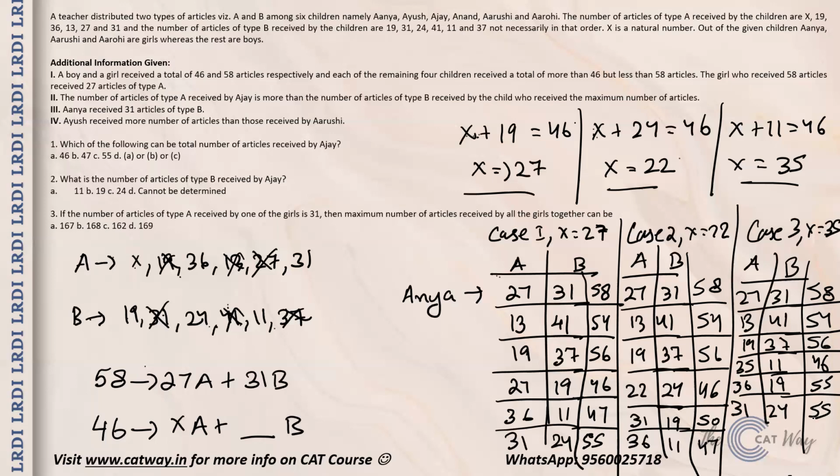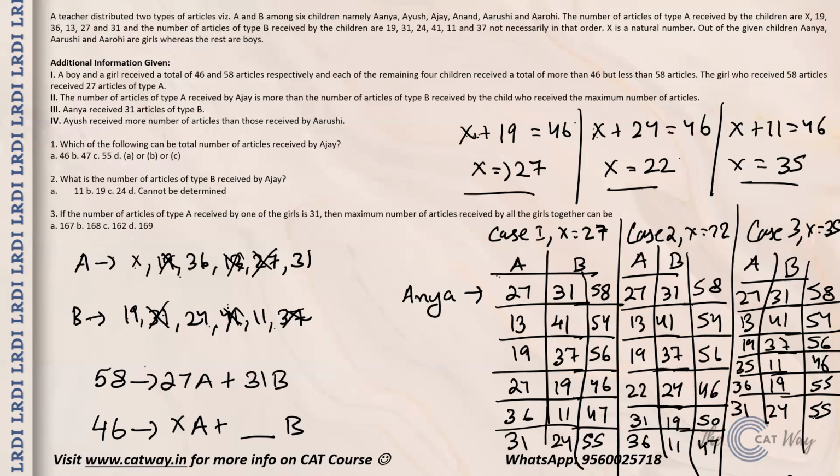So this is what we have. Okay, chalo, let us move towards the questions. Now, which of the following can be the total number of articles received by Ajay? For Ajay, what you know is that the number of type A articles received by Ajay is more than the number of type B articles received by the child who received the maximum number of articles.